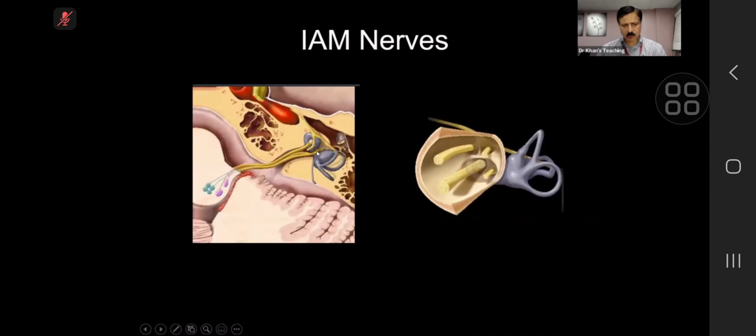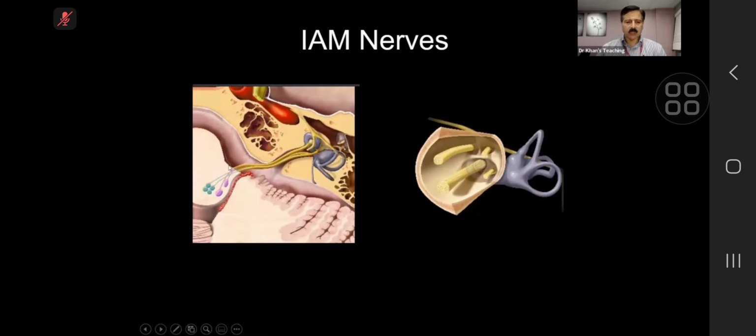From the vestibule, two nerves come into the IAM. These are the superior vestibular and inferior vestibular nerve. And from the cochlea, the nerve which comes into the IAM, or this nerve goes into the cochlea, is known as the cochlear nerve. Here they join together, and this complex is known as the vestibulocochlear nerve, the 8th nerve.